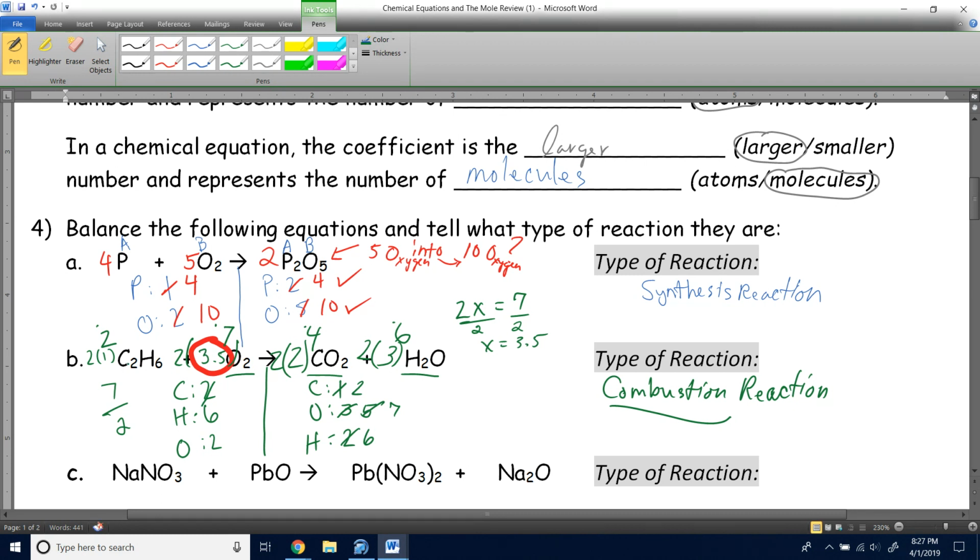Okay, so now let's go back and count how many each of these have. So we have 4 carbons, we have 12 hydrogens, and we have 14 oxygen. Sorry, I can't do math, guys. So over here, same thing. We have 4 carbons, 14 oxygens, and we have 12 hydrogens. So each of these do indeed check out. All right.